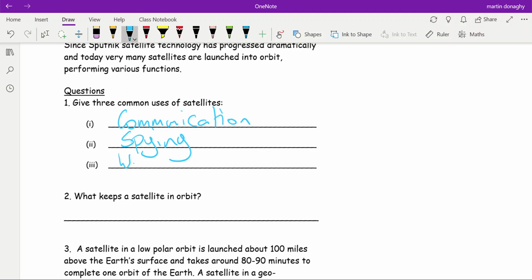Another one is the weather. So we can send satellites into space that can photograph and take readings of conditions all around Earth's atmosphere and the ground. And using that, we can predict what we think the weather's going to be like in the future. Another one would be GPS satellites. So the GPS on your phone picks up signals from a number of satellites and does a little bit of maths, and using that, it can work out where you are on planet Earth to about the nearest meter.